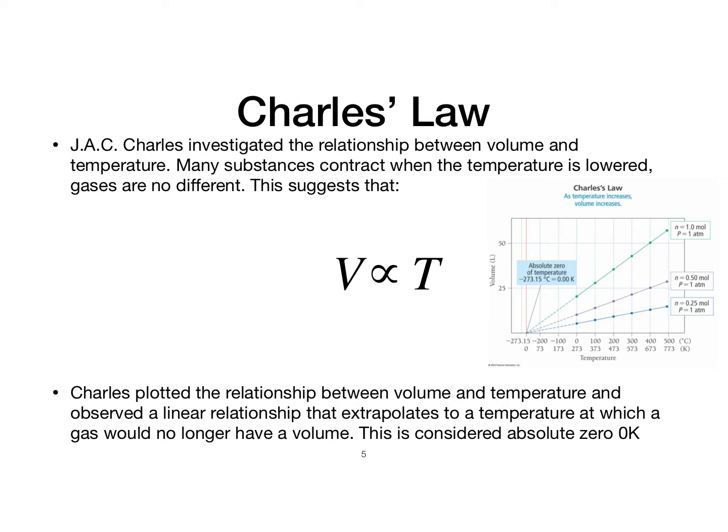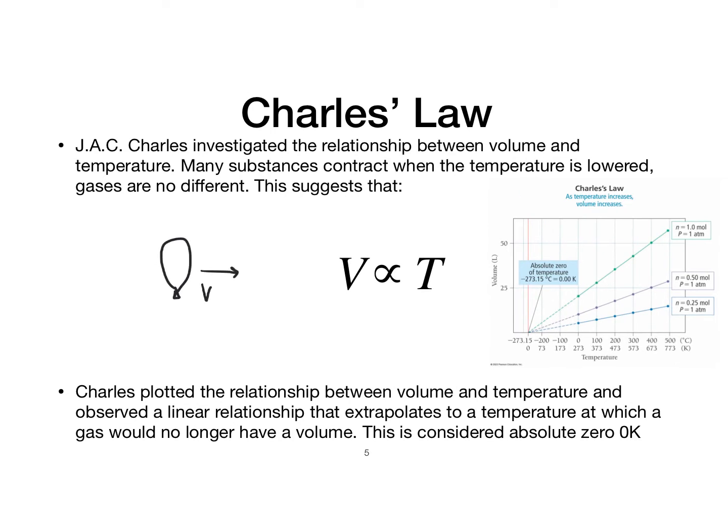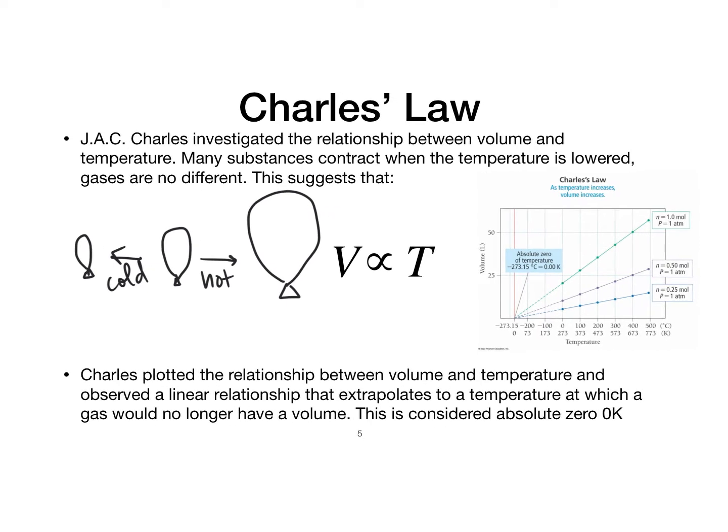And so one thing they looked at is if you have a balloon and it gets hot, your balloon is going to get much bigger. And if it gets cold, your balloon is going to get much smaller. And this is proportional to temperature. And so this suggests that volume divided by temperature is equal to a constant.